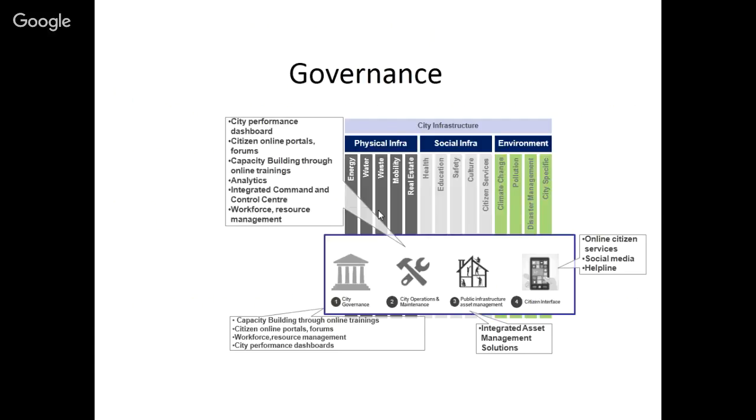If we integrate those things and give this platform online to every citizen, this will be the easiest way for everybody to approach anything, either physical, social, or environment. So online citizen services and a social media helpline should be there. If everything is online, then the city's people will get the whole benefit. The city performance dashboard should be there, the city's online portal should be there, capacity building through online training, and analysis of the data should be available online to each and everyone.